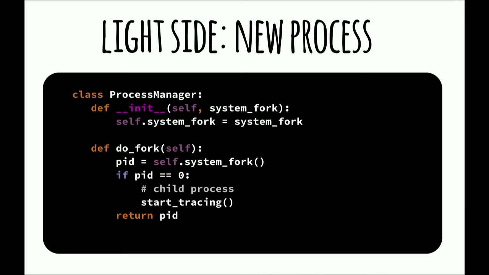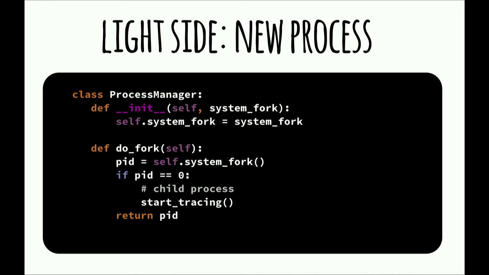Here we catch new processes created with the fork function from the module os. We define a very simple class, ProcessManager, which takes the original fork function and calls it in the method do_fork, the patched version of this function. It calls the original fork function and checks the result. If result is 0, that means that we are situated in the child process. We call our debugger's tracing function, start tracing, and after that return the process ID, like the original fork function does it.